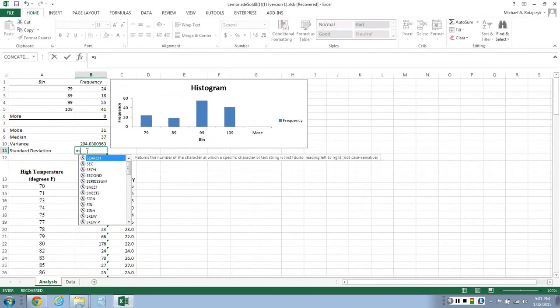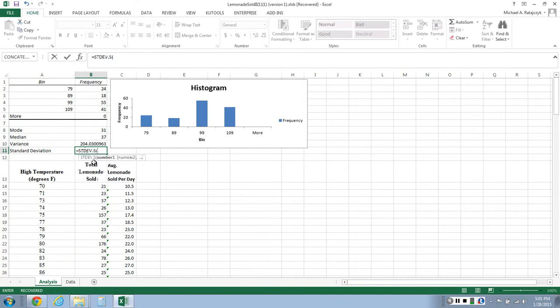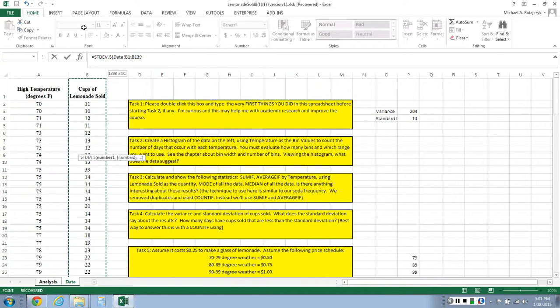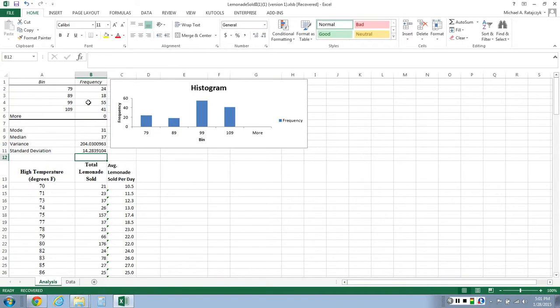Standard deviation, stddev.s. Okay? Same situation. We're going to grab that range again, the same range. Going to hit enter. So now we have a standard deviation of 14.2.